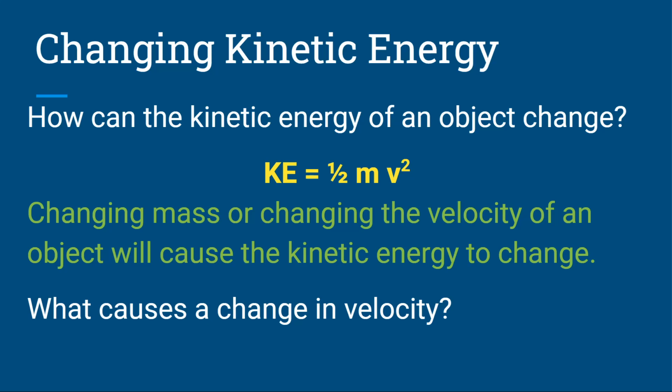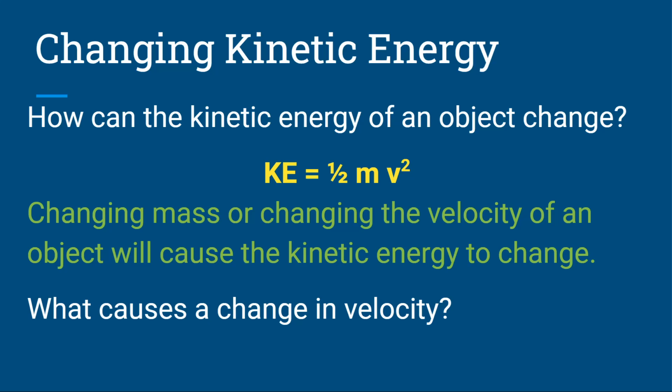Okay, so we know how to find kinetic energy, but how about situations where we have changing kinetic energy? How can we change the kinetic energy of the object? Well, again, we've already looked at the factors that affect it, mass and velocity. It's pretty tricky to change the mass of an object. We don't really do that, but it's really easy to change its velocity. Okay, so we're going to focus on changing the velocity of the object and thus changing its kinetic energy.